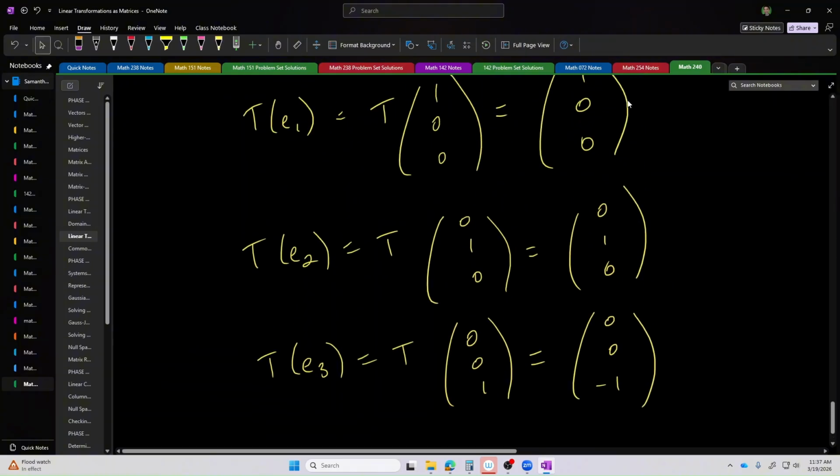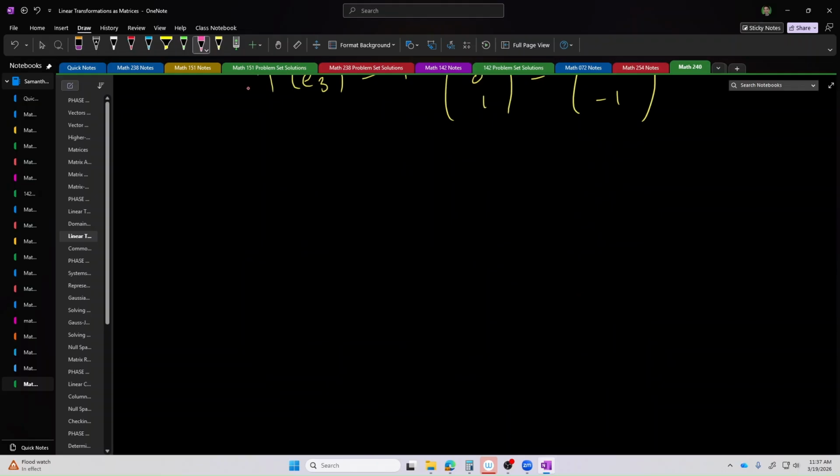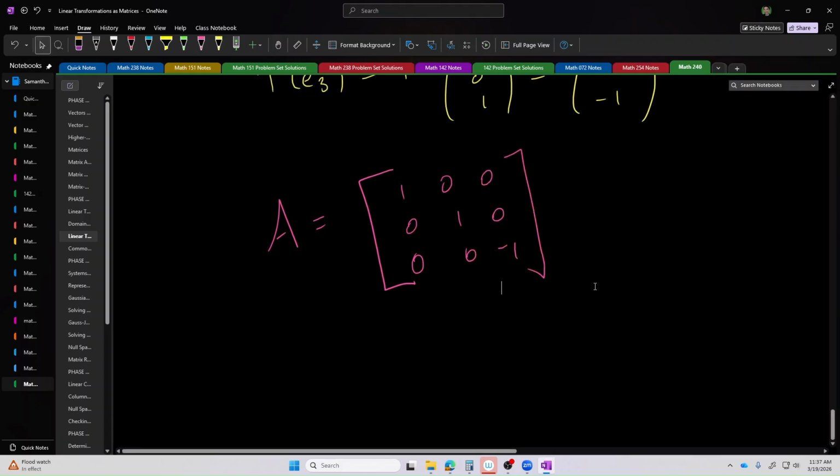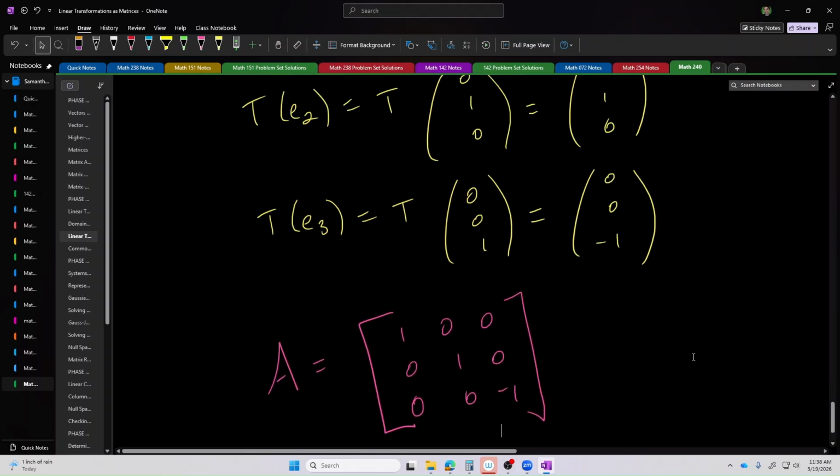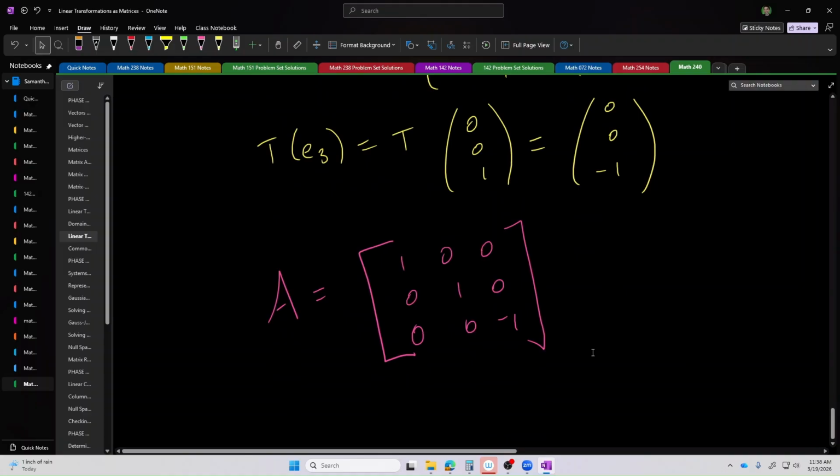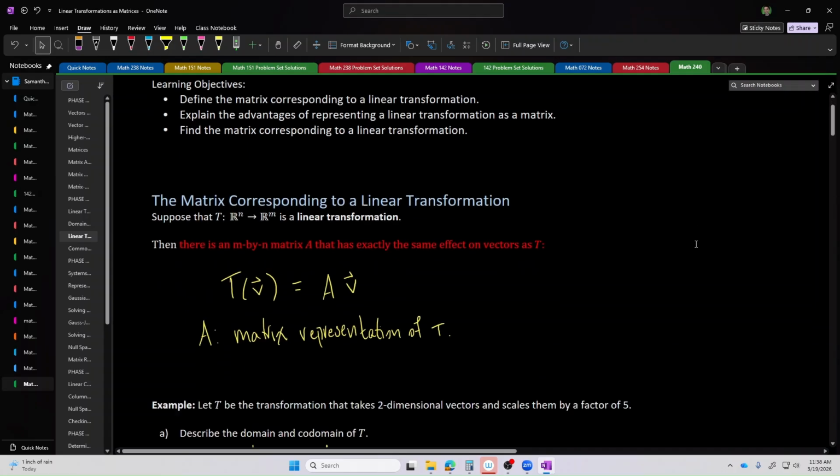So having now found these three results, let's use them to form the three columns of our matrix A. So this matrix here would be the matrix representation of this transformation. Multiplying vectors by this matrix would have the same effect on vectors as T. It would have the effect of reflecting vectors over the xy plane. So that concludes today's lesson.